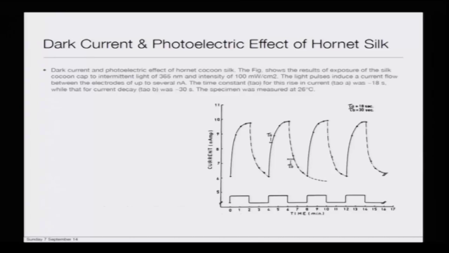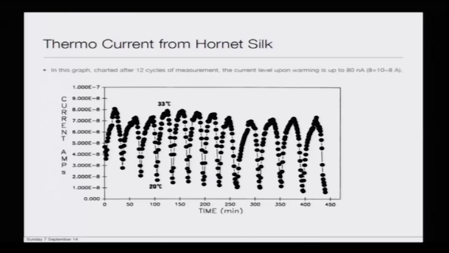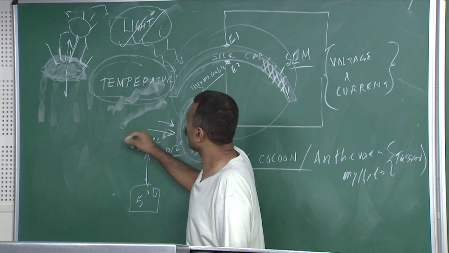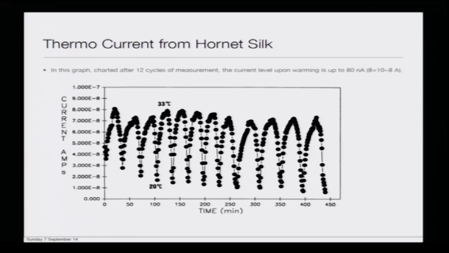Now, let us move on to the next slide, which is the thermocurrent. As of now, we talked about the light, we have not talked about the thermocurrent. If you see, the membrane has been varied from a temperature of say 20 degrees to 33 degrees, if you look at the slide. If you observe carefully, as you go to 33 degrees centigrade, there is an increase in the current. As you bring it down, the current falls down. Again, there is an increase, again it falls down.